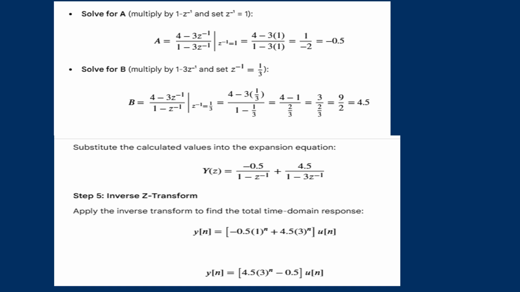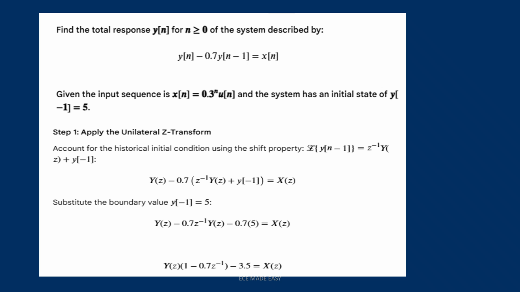And the overall output we got is y of z equal to minus 0.5 divided by 1 minus z inverse plus 4.5 divided by 1 minus 3 z inverse. And applying the inverse z transform, the solution of the given equation will be 4.5 to the power n minus 0.5 into u of n. So like this you can solve many examples.